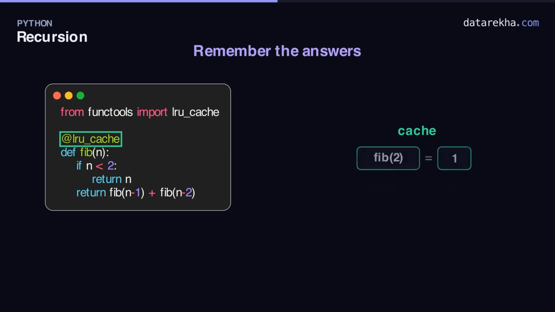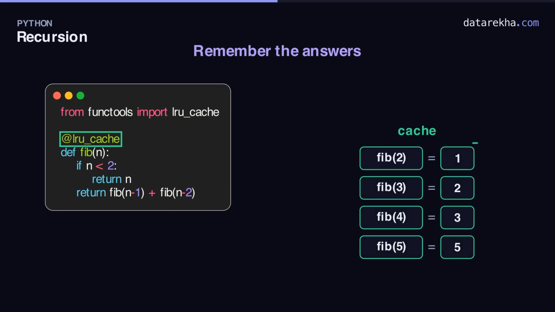Picture a cache beside the function. As each result is computed once, it is written down. Fib of 2 is 1, fib of 3 is 2, fib of 4 is 3, fib of 5 is 5. The tree that once branched into 15 calls now touches each value a single time. Exponential work collapses to linear. Same recursion, same answers, just no wasted repeats.